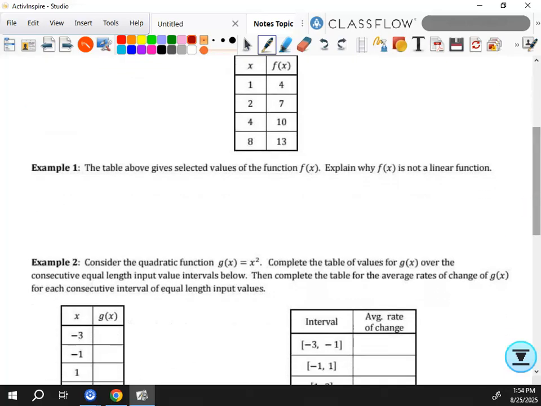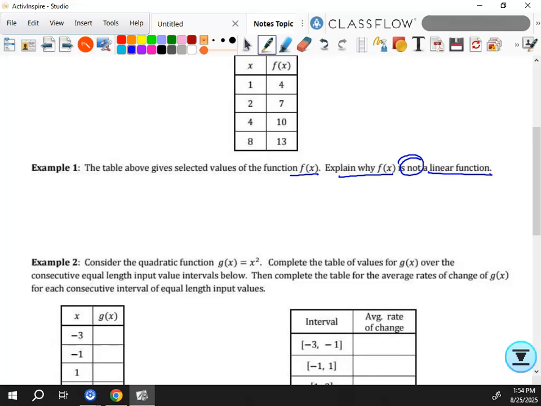This says the table above gives selected values for the function f of x. Explain why f of x is not a linear function. Words matter in these questions. If you have a question like this and your answer is f is linear, that makes no sense. It just told you it's not, and you have to say why it's not. Make sure you're paying attention to those sorts of things.